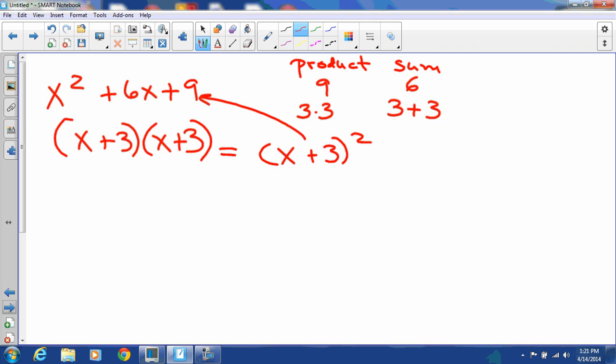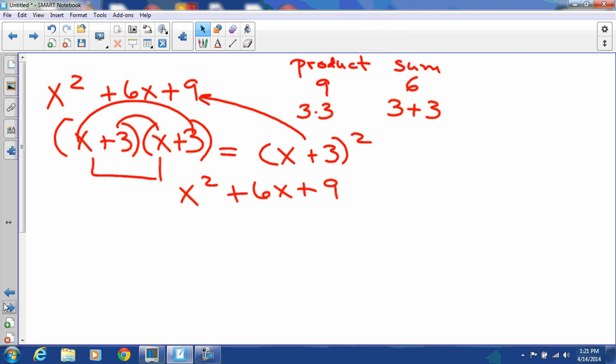Again, we can check our answer by using FOIL. This is a special product again, so this is x squared plus 3x plus 3x, so that's plus 6x, and my last term is 3 times 3, or 9. Let's do one more example of this type.